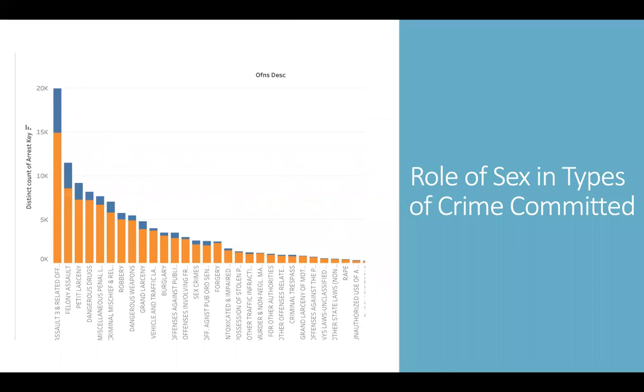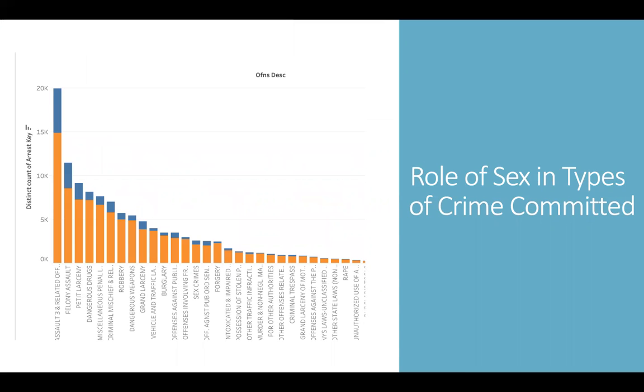Lastly, we wanted to look at the role of sex in the different types of crimes that are committed. And we found that men are much more likely to commit crimes than women, although female crime has been rising faster than male crime since the late 20th century.